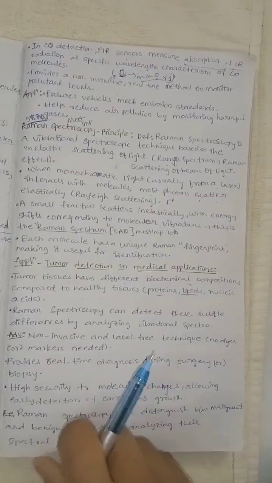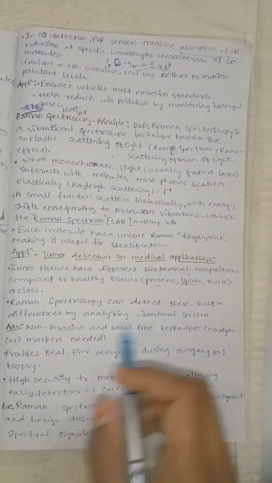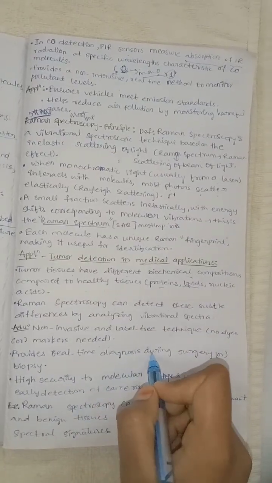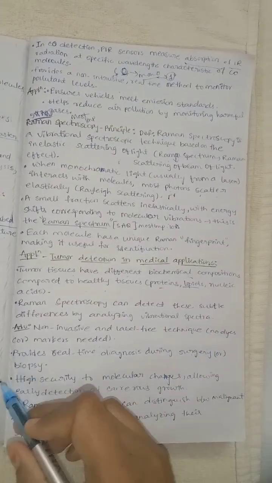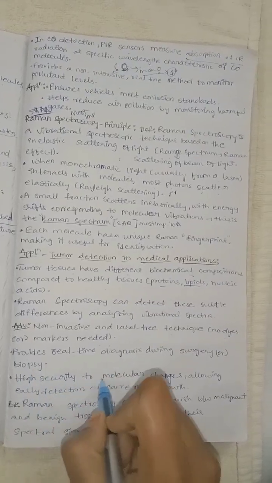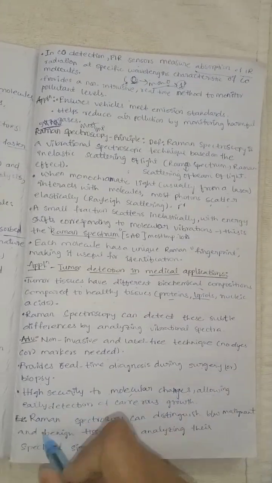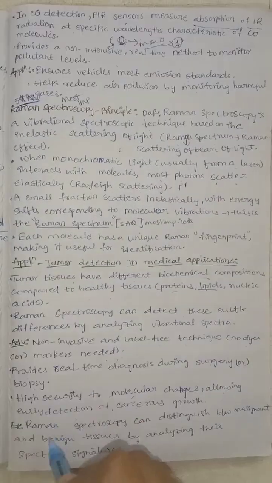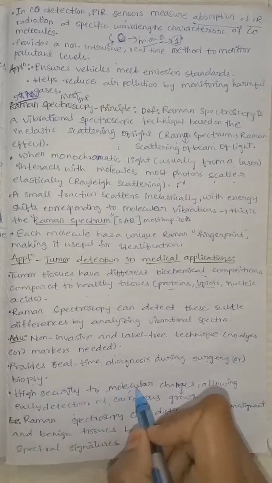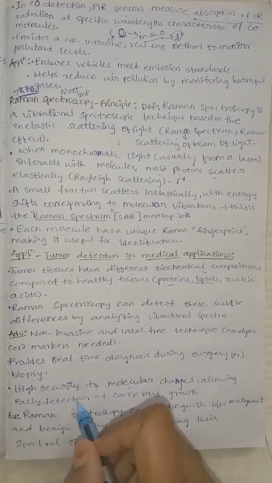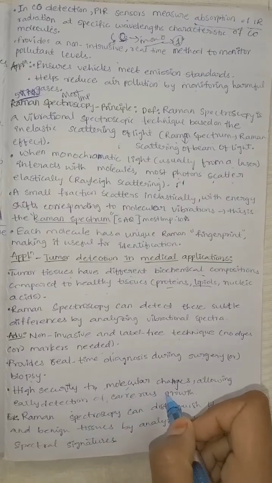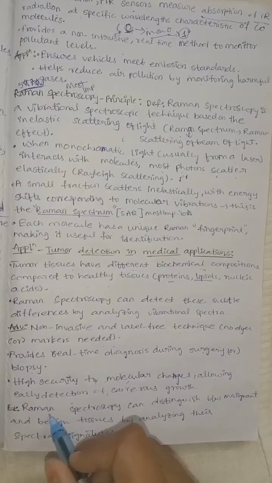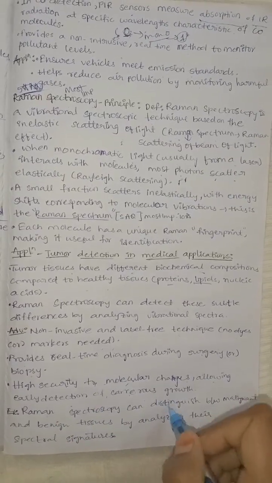It is a non-invasive and label-free technique, no dyes or markers needed, and provides real-time diagnostics during surgery or biopsy. It has high sensitivity to molecular changes, allowing early detection of cancer growth. For example, Raman spectroscopy can distinguish the difference between healthy and cancerous tissue.